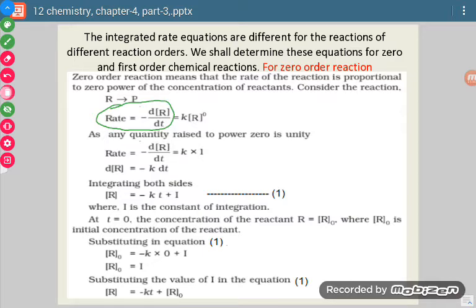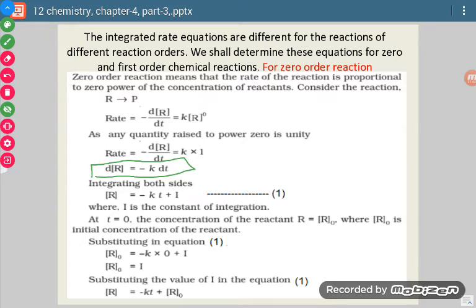So we are combining these two equations and we are getting rate is equal to minus dR by dt is equal to k R raised to power 0. R raised to power 0 means 1. So what we are ultimately getting is minus dR by dt is equal to k. When we rearrange it, we get dR is equal to minus k dt.